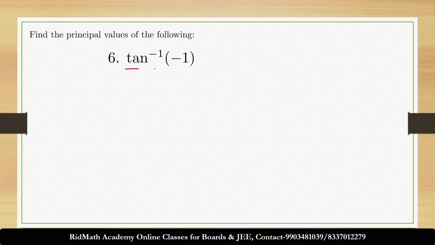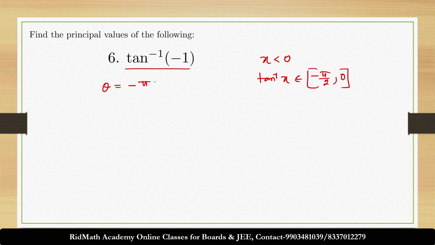Next problem, tan inverse minus 1. So here once again x is less than 0, that means tan inverse x lies between minus pi by 2 to 0, that means the angle is negative, and we also know that theta equals minus pi by 4, and for this tan theta equals minus 1. Okay, so for this the answer is minus pi by 4.